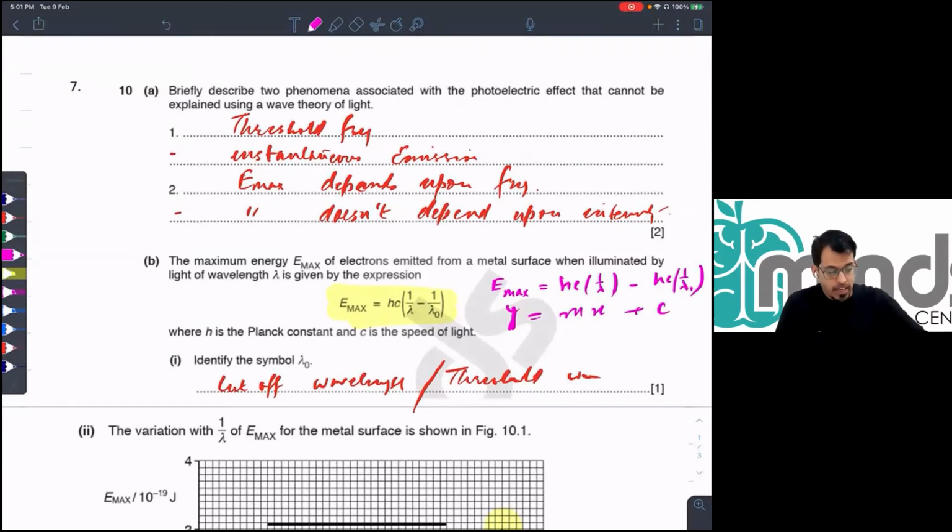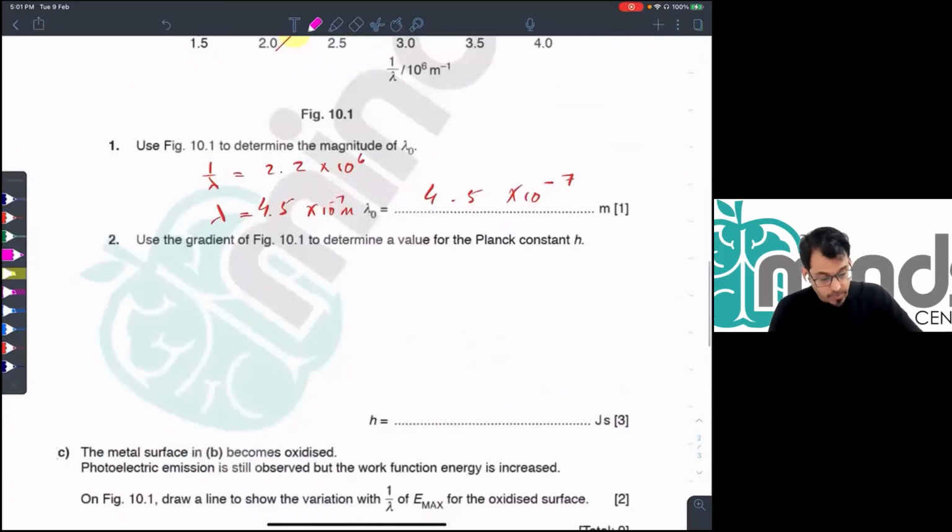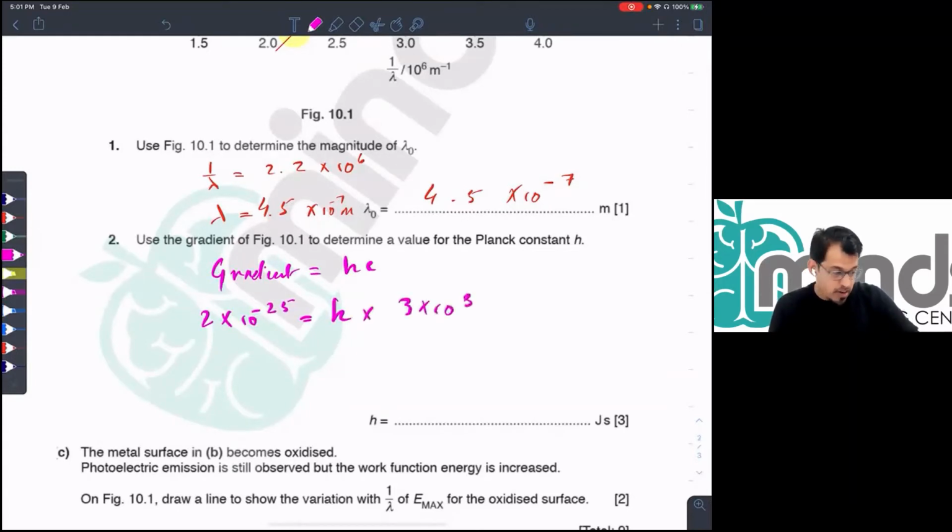How many of you actually used the same thing? That gradient of this line is equal to h times c. So may I know what is the value of the gradient? Sir, I calculated 2.0 exponent minus 25. Okay, so 2 exponent minus 25. h we need to calculate. c is 3 into 10 power 8. So you can easily calculate the value of the Planck constant from here.